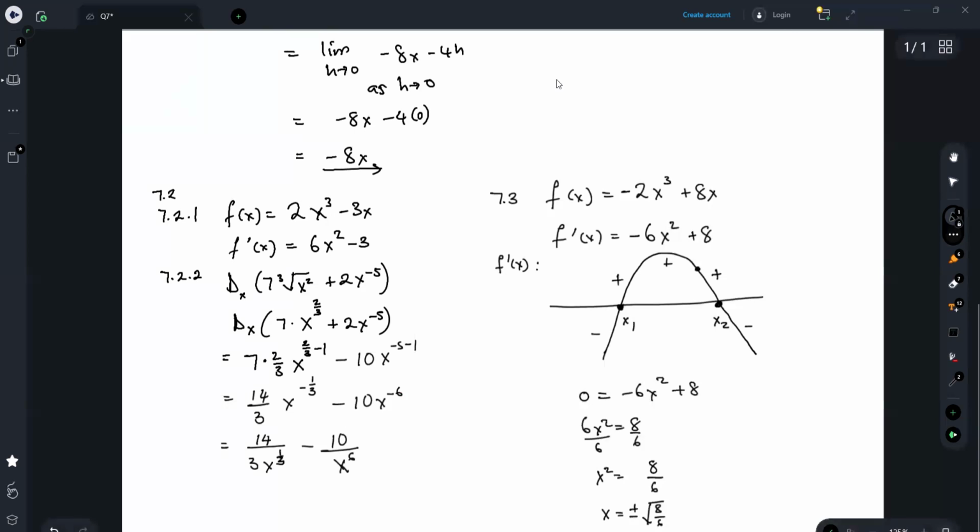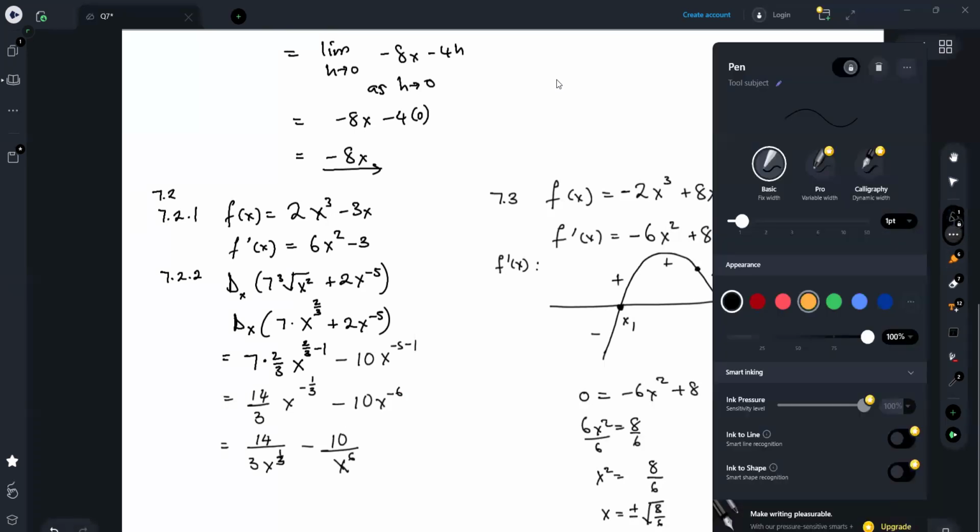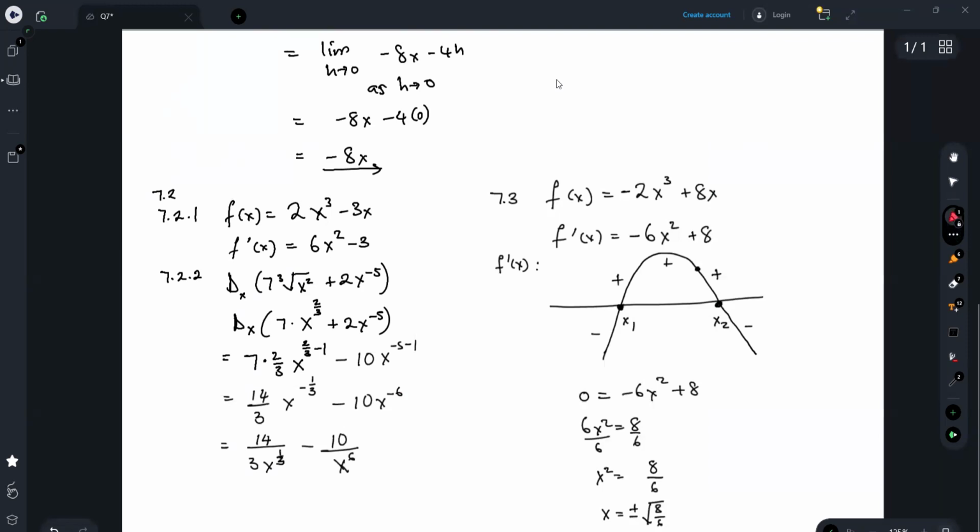So it means that one of the numbers here is going to be associated with the negative, isn't it? So it's going to be negative square root of 8 over 6. And this value here is going to be associated with positive square root of 8 over 6.